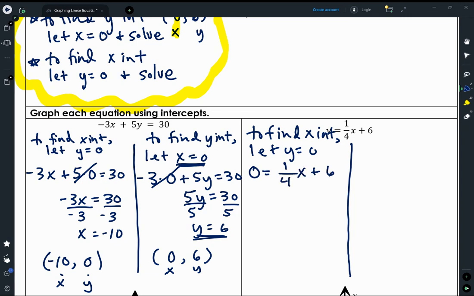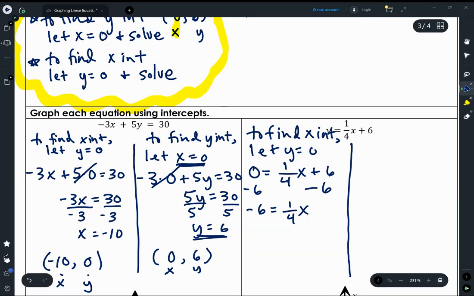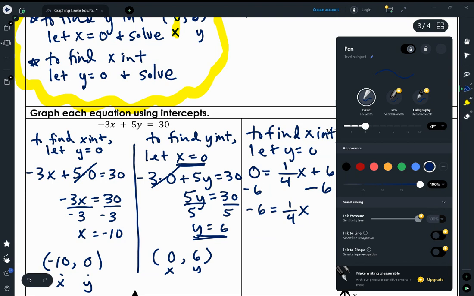So if I'm getting the x by itself, x is being multiplied by a fraction, and I've got the plus 6. We always get rid of addition first, so subtract 6 on both sides. Negative 6 is equal to 1/4 times x. So if I want to cancel out a fraction, that means I should multiply both sides by the reciprocal.